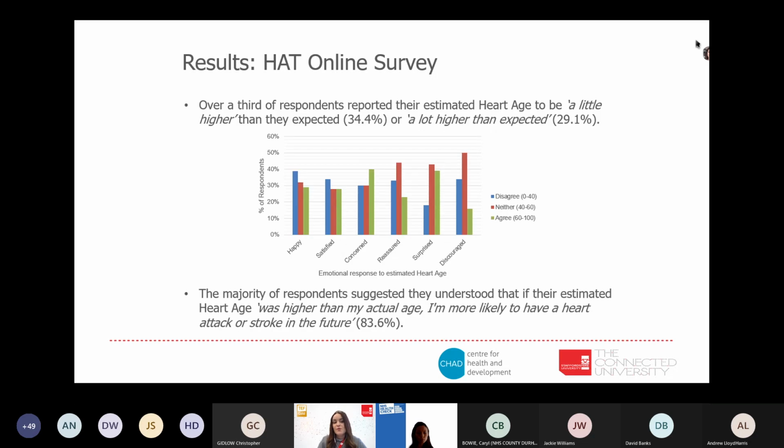Over a third of respondents reported their estimated heart age to be a little higher than they expected or a lot higher than they expected. And more respondents also reported a negative emotional response to their estimated heart age score, when it did not equate to what they expected, which was largely disagreeing about feeling happy, satisfied and reassured by their result, and instead feeling concerned, surprised and discouraged. The majority of respondents suggested they understood that if their heart age was higher than their actual age, they'd be more likely to have a heart attack or stroke in the future.